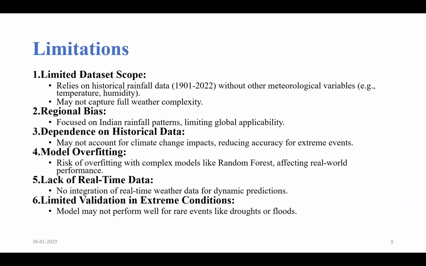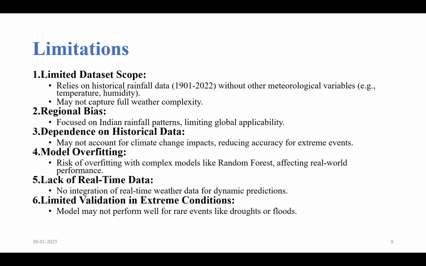Despite our model's success, there are some challenges. First, limited data scope: we only use historical rainfall data without factors like temperature, humidity, or wind speed. Regional bias: it only focuses on Indian rainfall patterns, limiting global applicability. It means it is not applicable for global use; it is only used in Indian agriculture. It depends on historical data, so it may not account for climate change impacts, reducing the accuracy for extreme events.